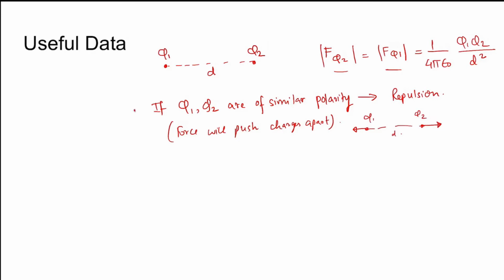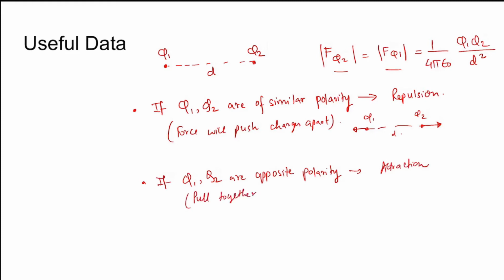Now if q1 and q2 are of opposite polarity, then attraction will be the force, and this will pull the charges together. Like this, q1 and q2, and the force direction will be like this, right?